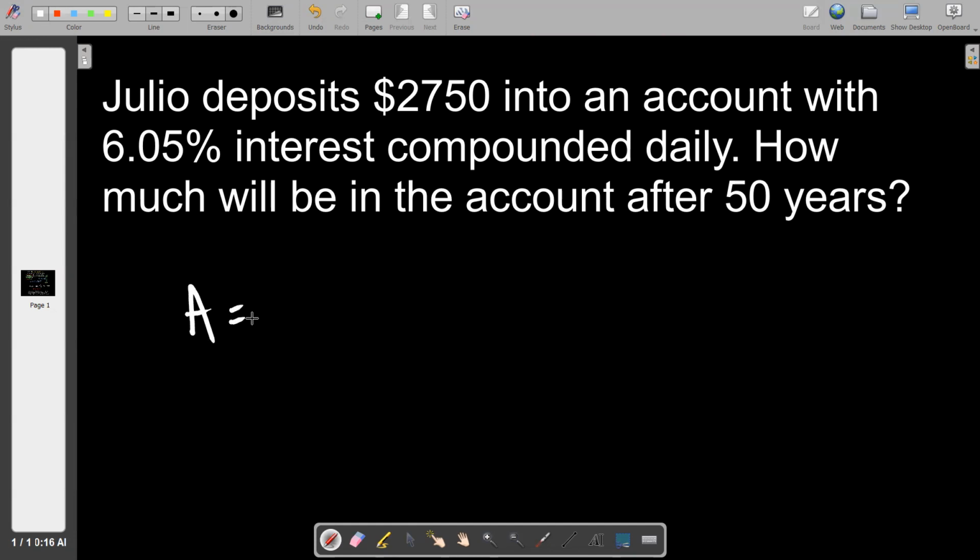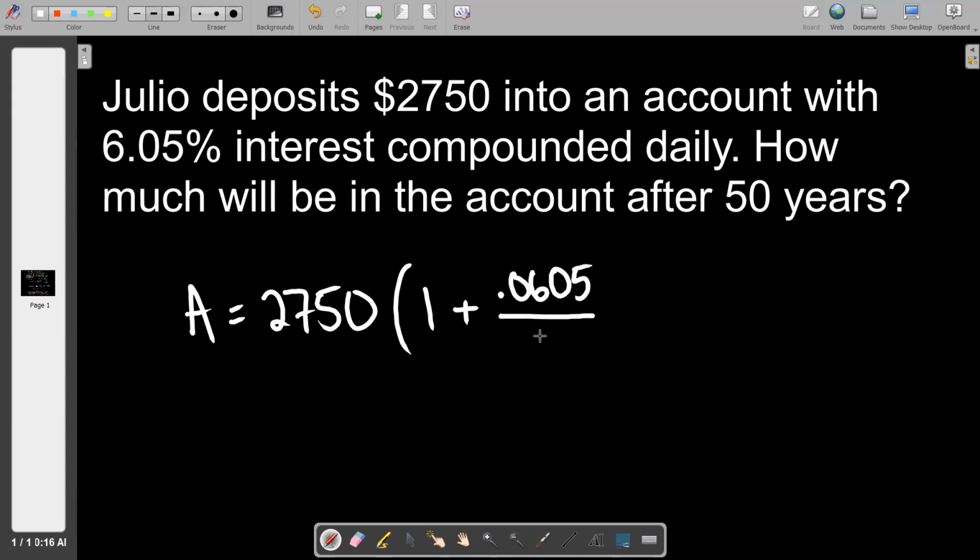And what am I going to put first? Nice. And then in parentheses, I'm going to put 1 plus what? 0.06. Nice work. 0.0605 over what? 365. And if you're already on the calculator, you're still not hearing what I'm saying. This should be on paper before we go to type it in. Lay it out first.